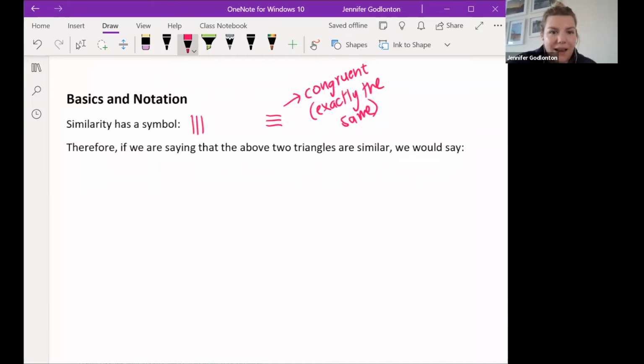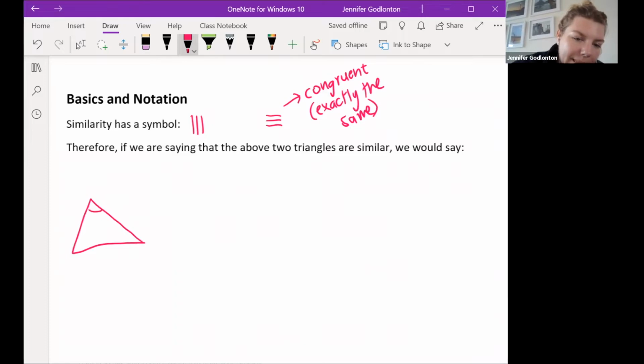So I'm going to draw 2 little triangles over here. Okay, they're not my best triangles, but I'm trying.